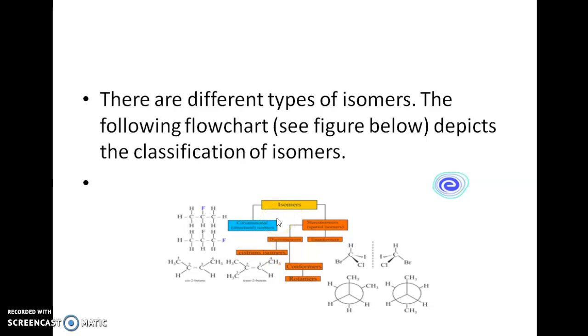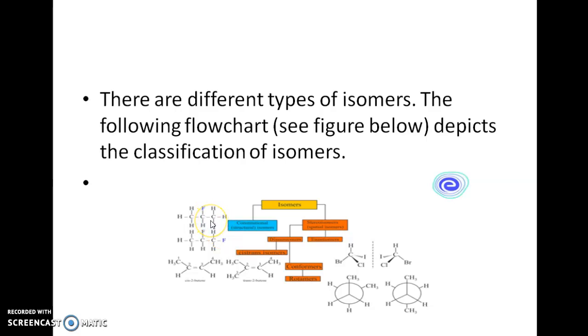Isomers are broadly classified into constitutional isomers, which we call structural isomers, and stereoisomers, which we call optical isomers. In stereoisomers we have diastereomers and enantiomers, and diastereomers can be classified as cis-trans isomers. In stereoisomers we have one more type, that is conformers and rotamers. So these are the different examples.